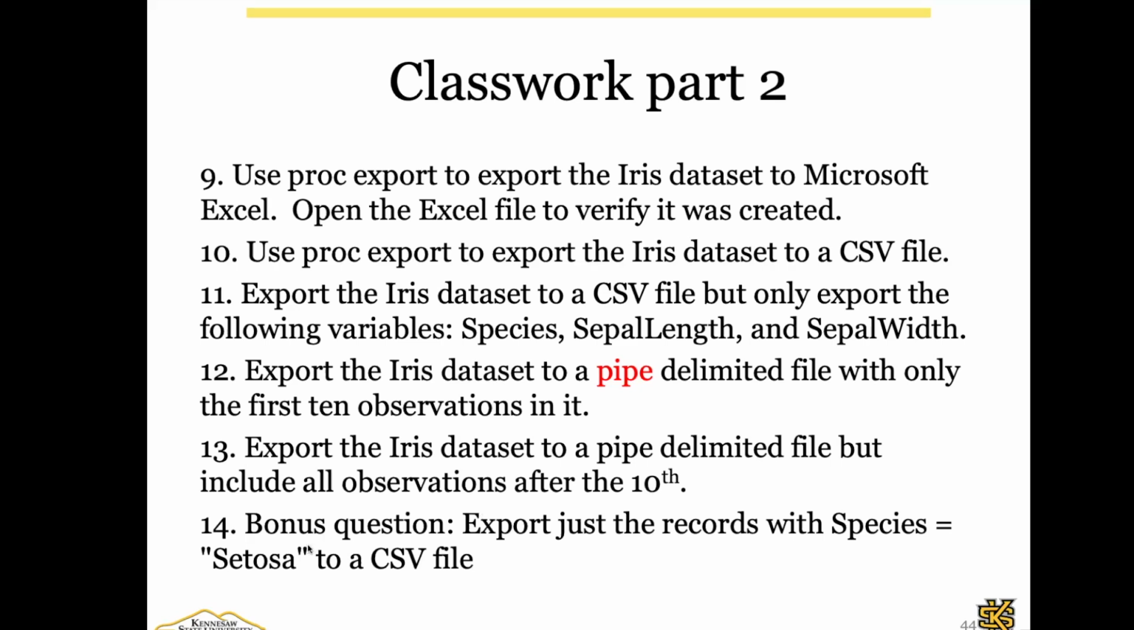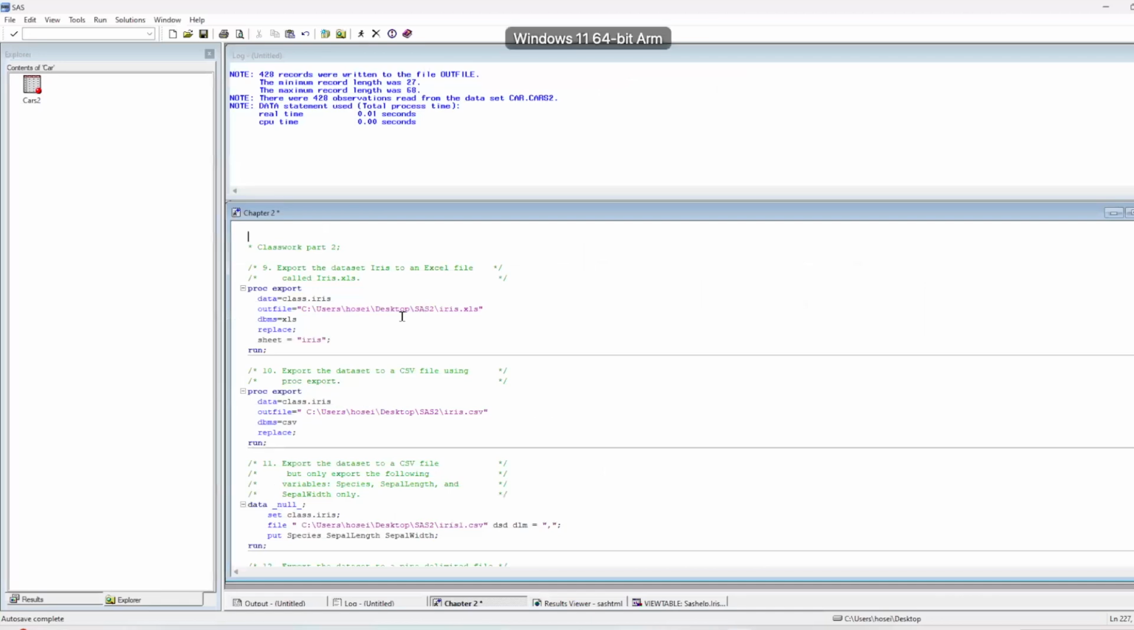And the bonus question, there's no credit for it, but just work on your side. Export just the records with the species set to start to a CSV file. So let's pause the video here and come back again when you have done all of these 5 tasks on your side. Okay, so hope you already worked on the syntax. So let's go to the SAS.